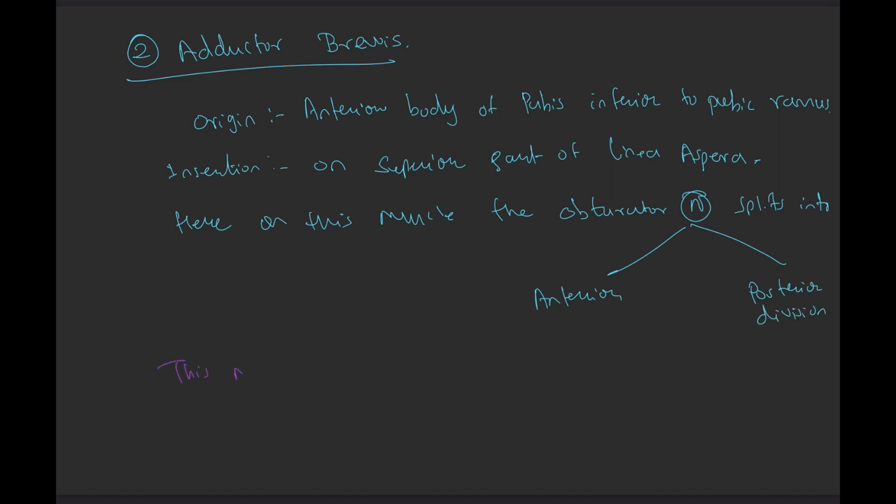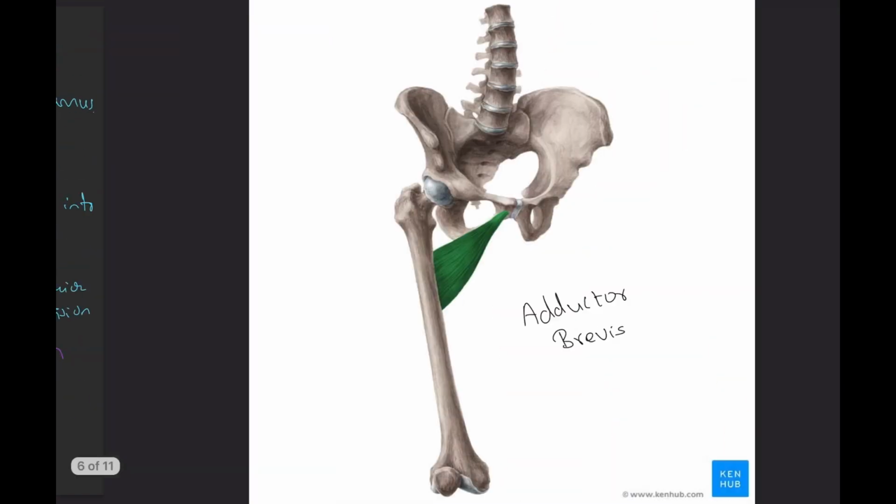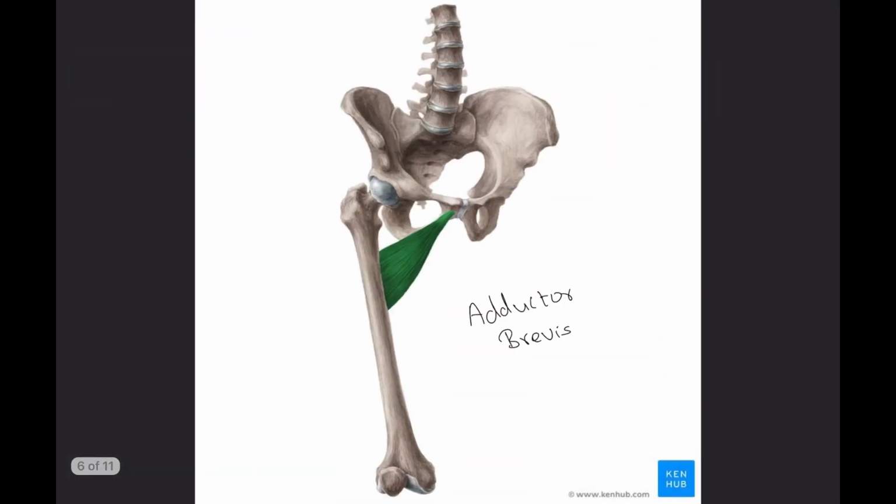This muscle is an important landmark for the study of dissections on cadaver. This is the muscle, and it is not a long muscle, it is a short muscle, attached on the superior part of the linea aspera of the femur.